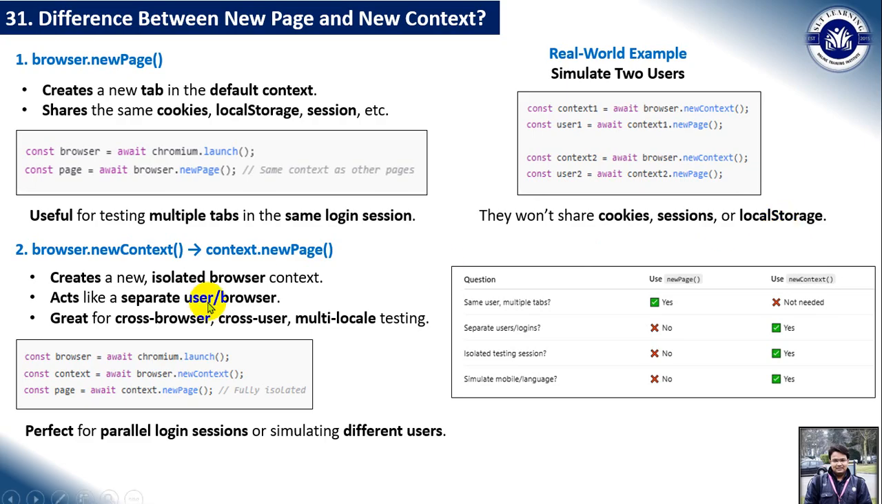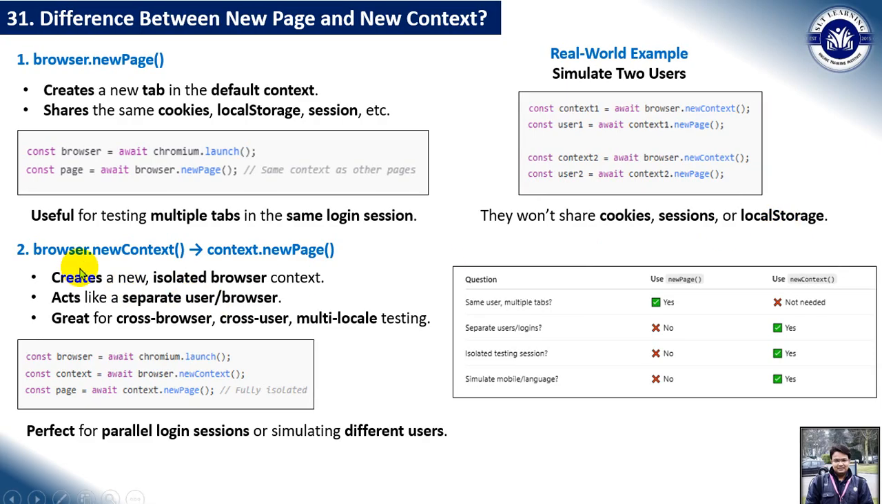It will create a new isolated browser context that acts like a separate user. Even on the same machine with two Google Chrome browsers open, if you have two different contexts, they will act like separate users or browsers. This is a great use for cross browser testing. If you want to use multiple logins with multiple rights and do cross browser testing, this is the way to use it.